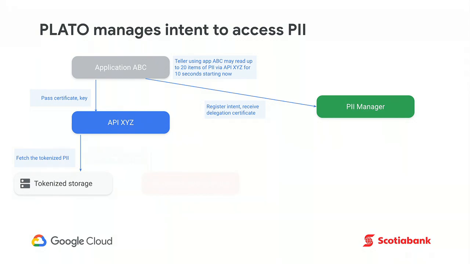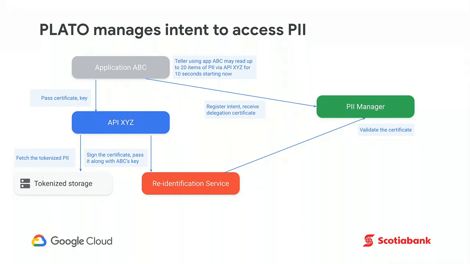So now you want to re-identify. So now it calls the re-identification service with the signed certificate, saying, okay, it came from ABC, it's now passed through XYZ, and here's ABC's key. So now the re-identification service calls the PII manager and says, okay, is this certificate legit? Did you issue it? Was it really on the whitelist? Yes, it looks good. That's the right key, all that. And then it keeps a tally of how many pieces of PII were re-identified in that certificate.